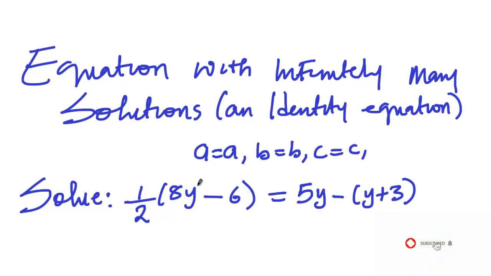All right, so in this video, we want to look at equations with infinitely many solutions, also known as an identity equation. Now, let me explain something. An equation is said to have infinitely many solutions when any values you plug into that equation will make the left-hand side of the equation equal to the right-hand side. That is, it will make the equation true.